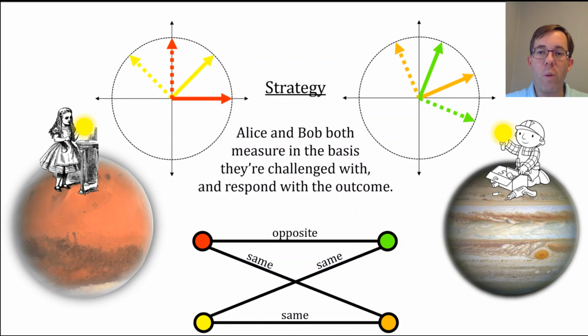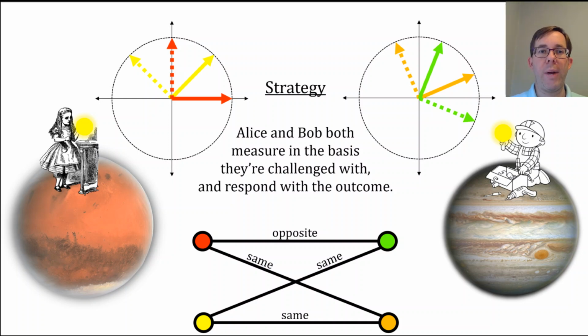They're allowed to respond however they want, but the point is, Alice will measure her photon in the basis that matches the color she's challenged with, and she'll respond with the outcome, solid or dotted, that her measurement device reads out. And similarly for Bob, he measures his photon in the basis colored according to his challenge, and responds with his measurement device's outcome.